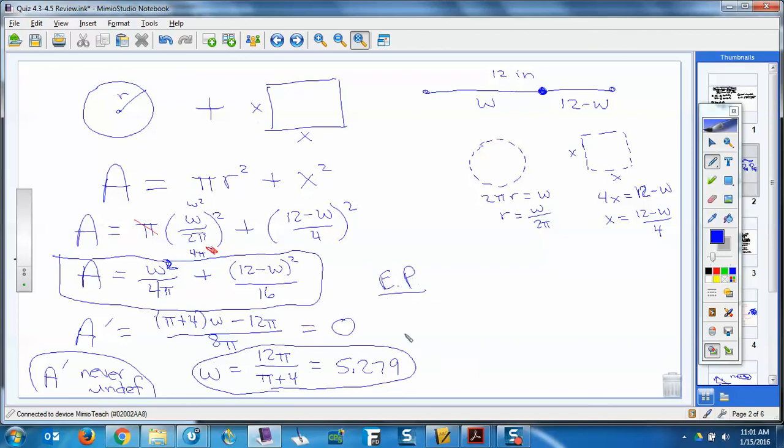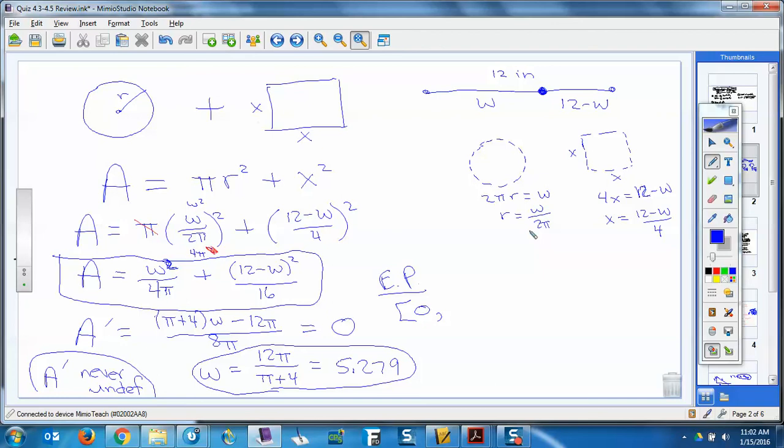Now, what variable up there are we asking ourselves about when we're doing endpoints? W. W is our input variable. We're asking ourselves, what's the littlest W can be? So look up here. What's the littlest W could be? 0. What would that mean? Means we didn't use any of it for the circle.